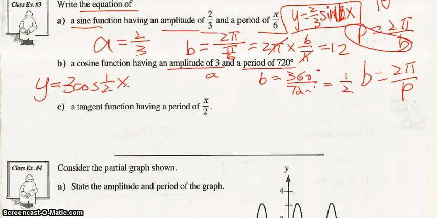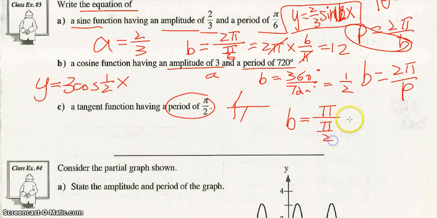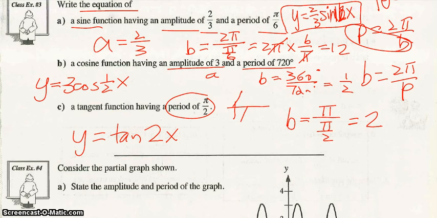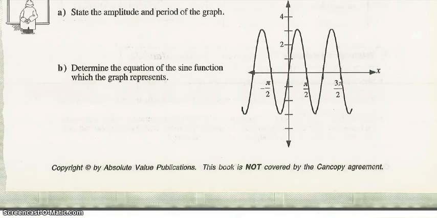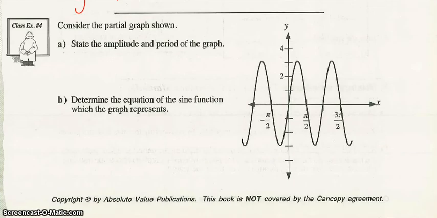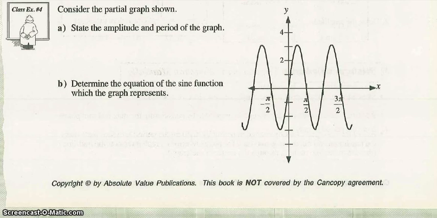Finally, tangent doesn't have amplitude, right? It goes on forever, so no amplitude. For tangent, the original period is pi. So to find B, it will be pi over 2. And then you find the answer will be 2. So y is tangent 2x.